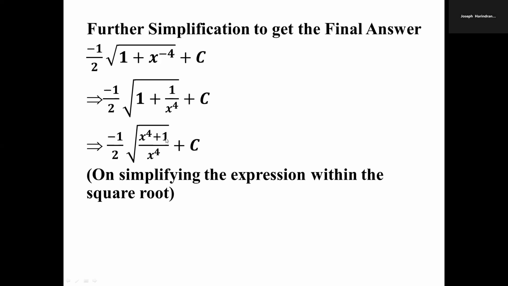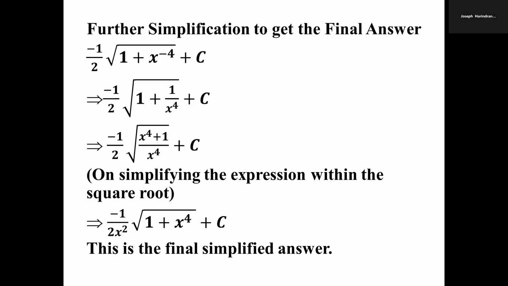And within the square root, we can keep that x power 4 plus 1 as 1 plus x power 4. And simplifying that, the root of x power 4 is taken out as x squared here, out of the square root. Minus 1 by 2 x squared into square root of 1 plus x power 4 plus c. This is the final simplified answer.